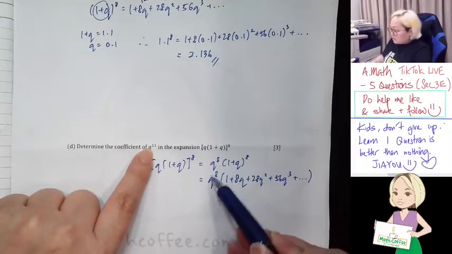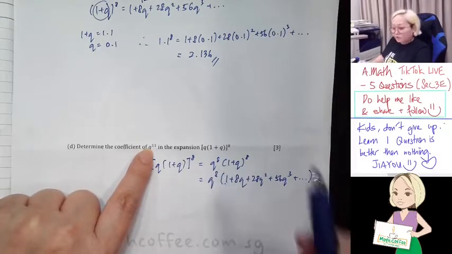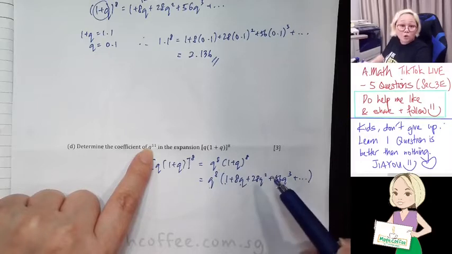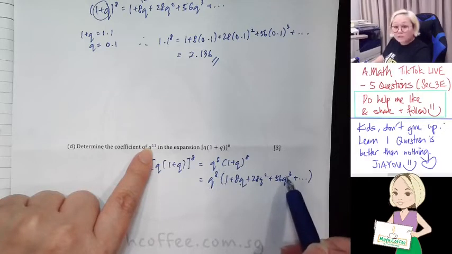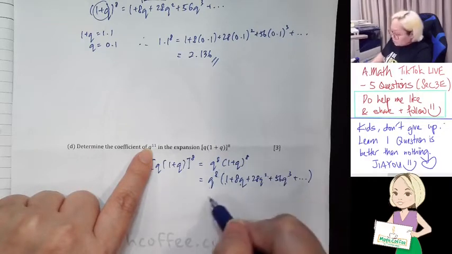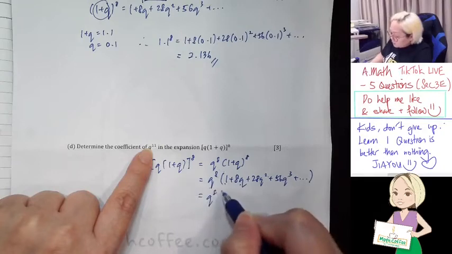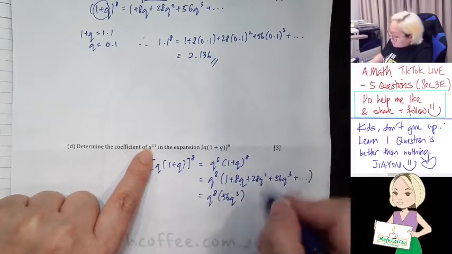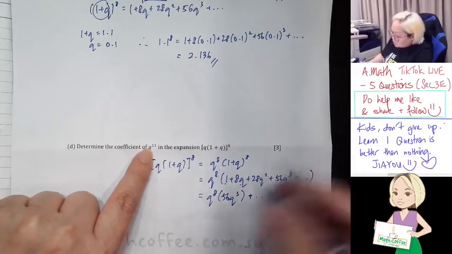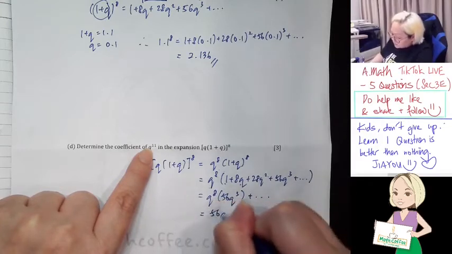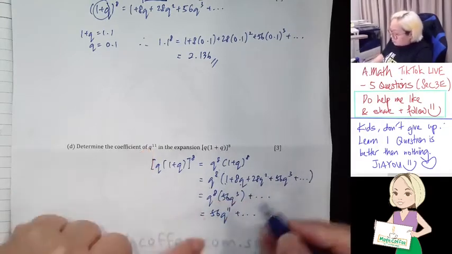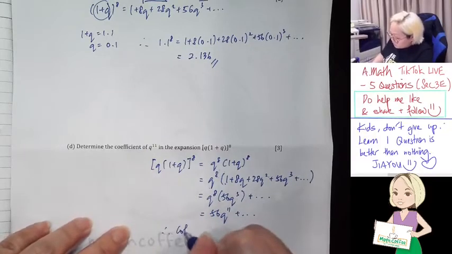If I multiply q to the power of 8 times 1, I get q to the power of 8, not interested. q8 times 8q gives me q9, not interested. q8 times q squared gives me q10, not interested. So I only need q8 multiplied with this 56q cubed. The rest I'm not interested in, so I put plus dot dot dot. Then it becomes 56q to the power of 11.